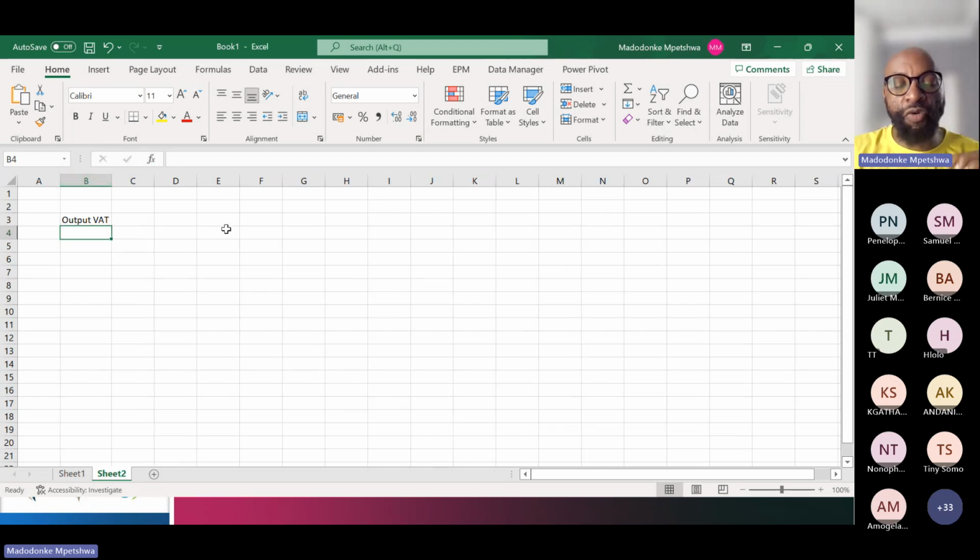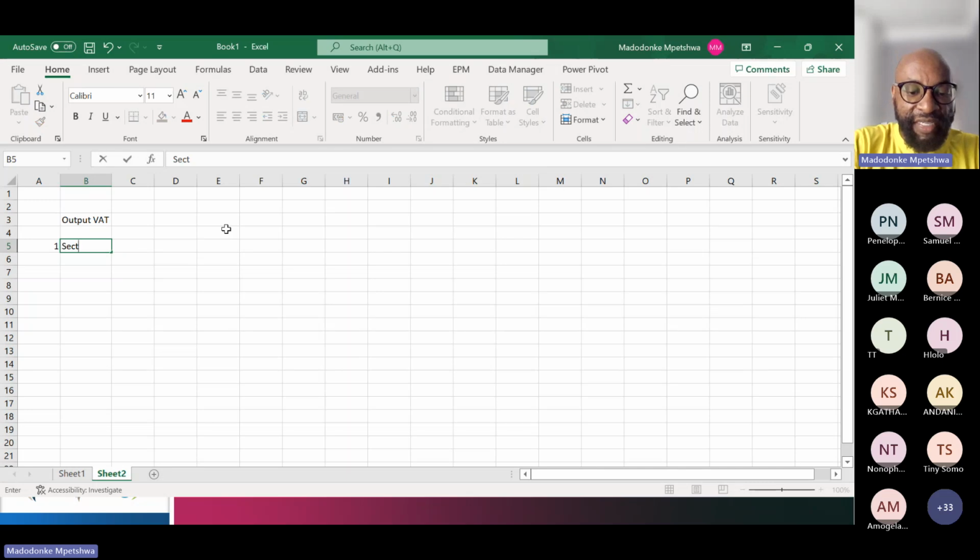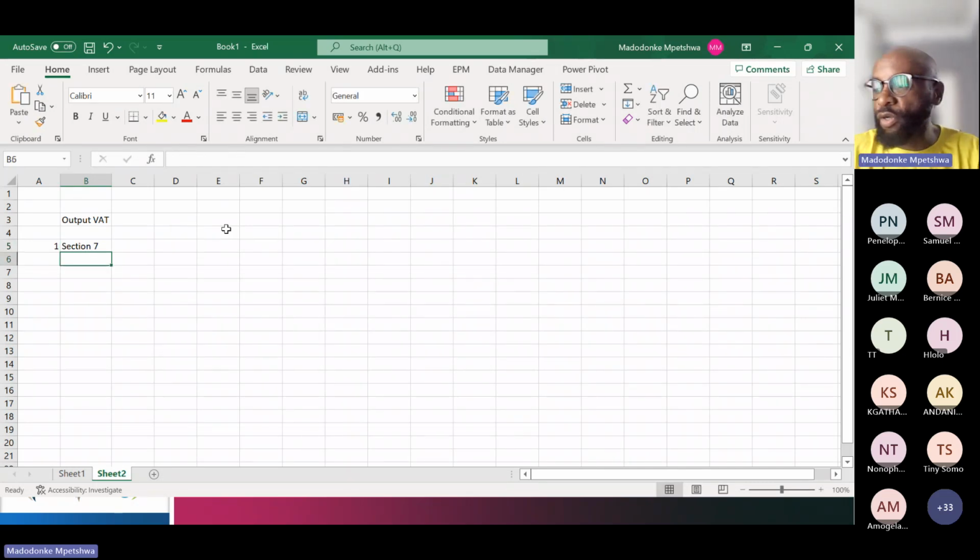Okay, so now we're looking at the output. Your starting point, and these are really steps that I'm putting down here, is Section 7. Your starting point when you're looking at the VAT Act is to go to Section 7. Why is it important that you go to Section 7? Because of the following reasons. So I'm opening my legislation at Section 7 of the VAT Act.